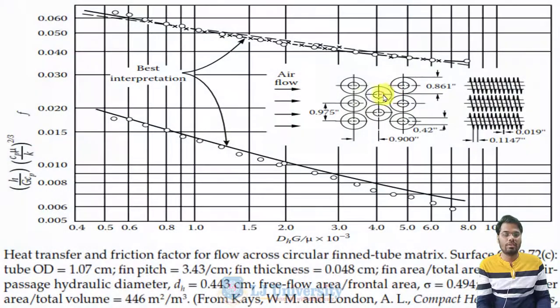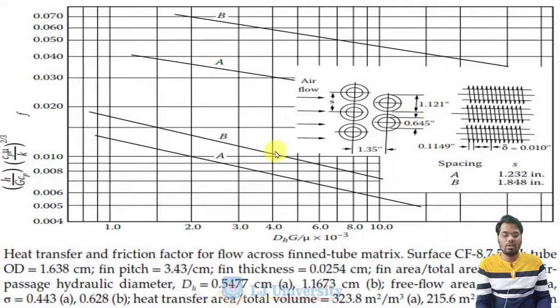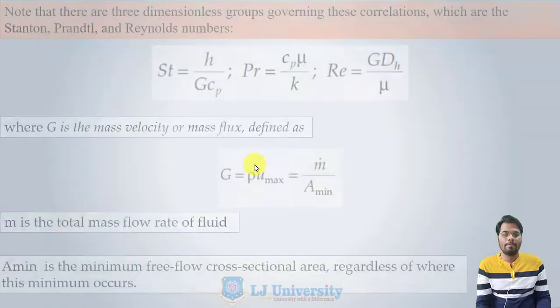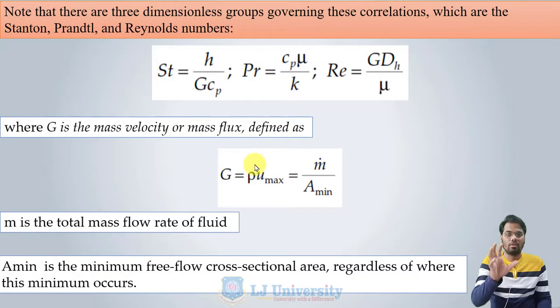There are some other configurations also. This is a circular finned tube matrix. These are the dimension values for these configurations. This is another configuration. So by using these graphs, we will solve the numerical. First we will get the value of Reynolds number, then from Reynolds number we will find out the value of frictional factor F and the value of h from the graph.